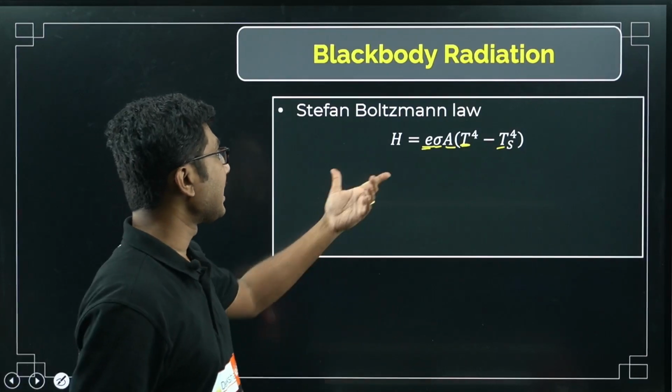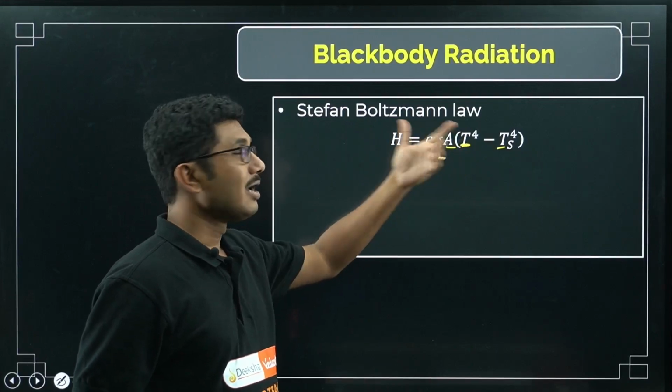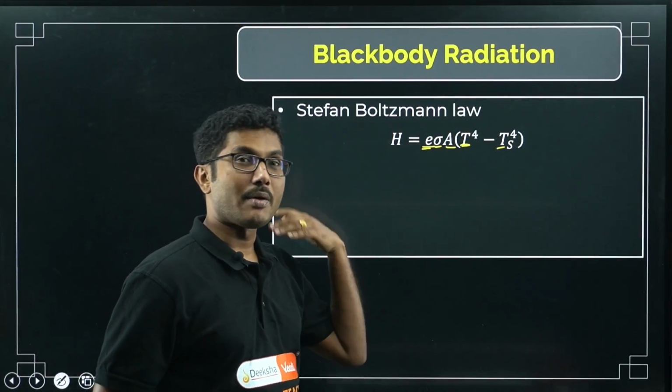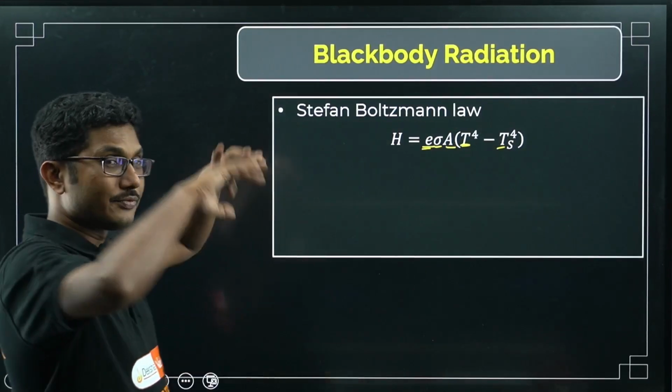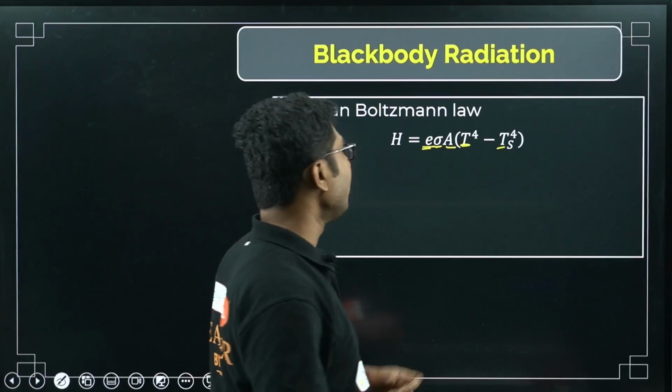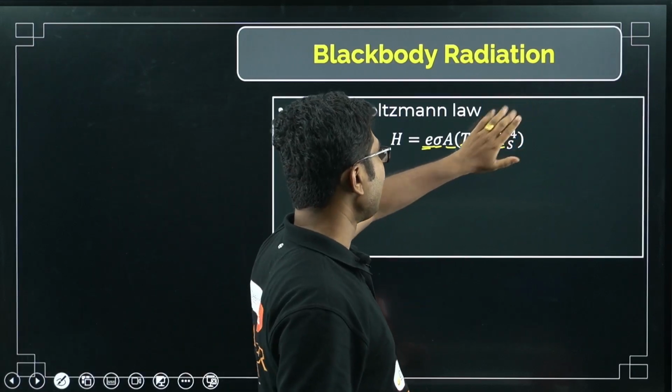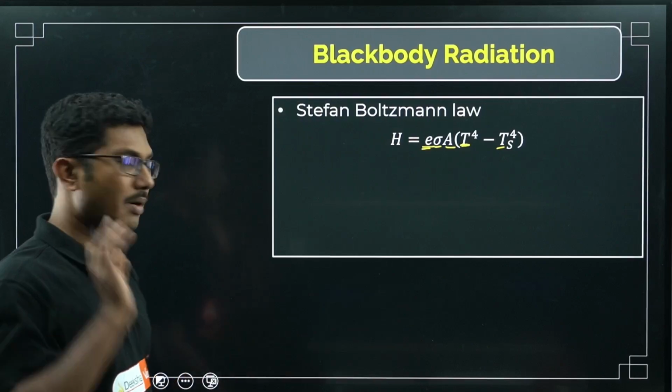So you need to remember that heat radiated depends on the temperature to the power 4. If the atmosphere around is absolute 0, then you can make Ts to the power 4 zero, and you can take this as only T to the power 4.